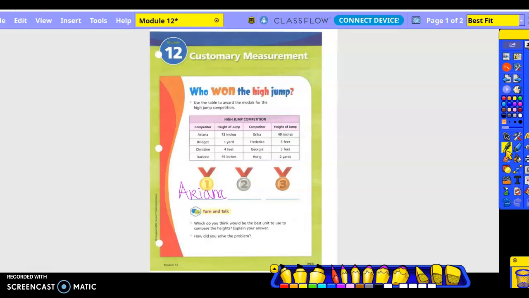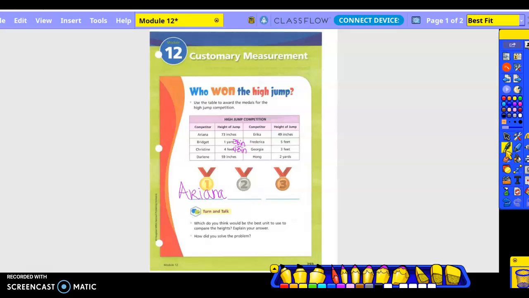Okay, so some of these are only in inches and feet, right? So Ariana's is in inches, okay? Bridget's is in yards. So how many inches are in a yard? 36 inches, right? 4 feet would be what? 48 inches. Okay. Erica is 40. So Darlene and Erica are already in inches.